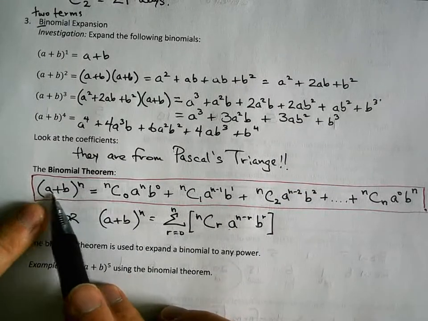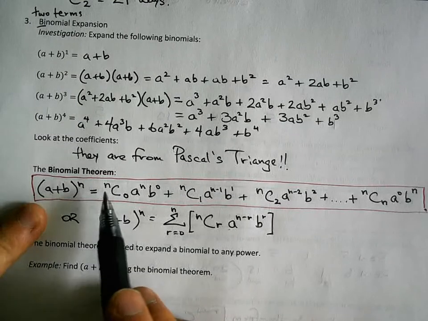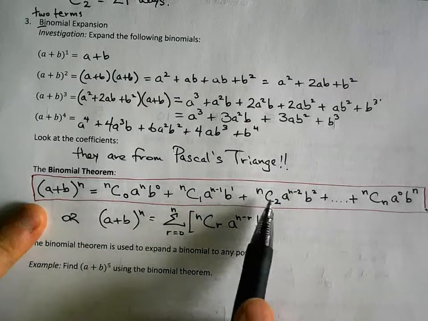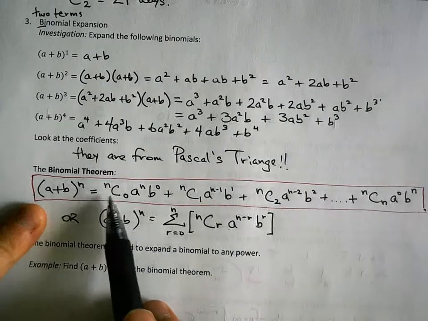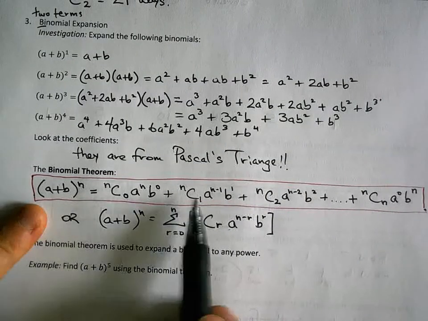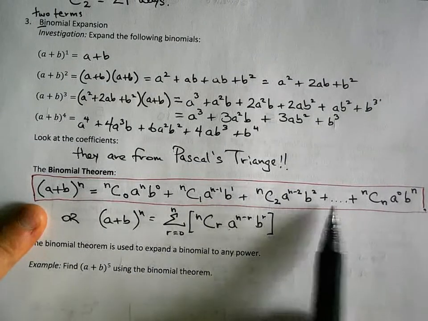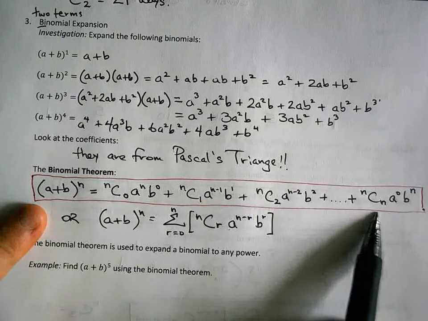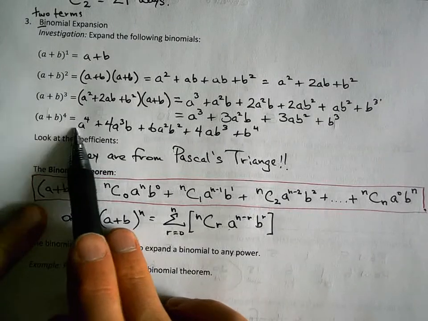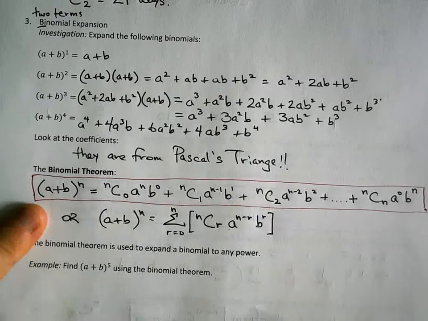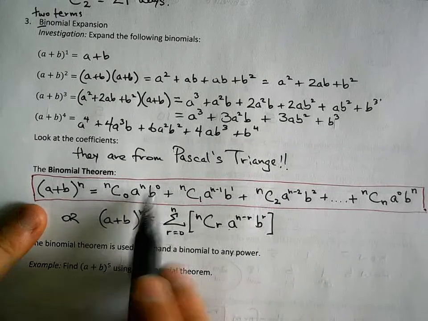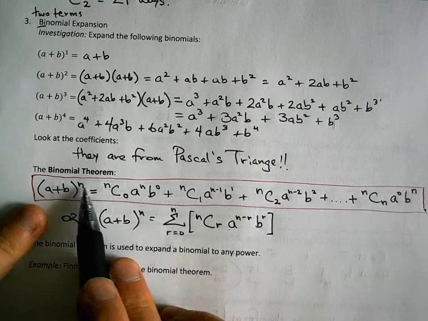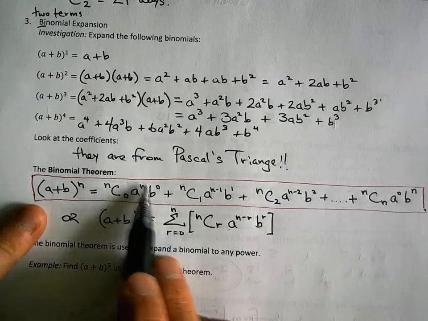If I want to expand (a + b) to the power of n, well, my coefficients, here they are right here. I've already talked about them. They're just Pascal's triangle. So n choose 0, n choose 1, n choose 2, etc., n choose n. So those are just the numbers: 1, 4, 6, 4, 1. Next we have the a's. Now look what happens to the a's. We start with a to the power of whatever I'm raising it to, so a to the power of n.